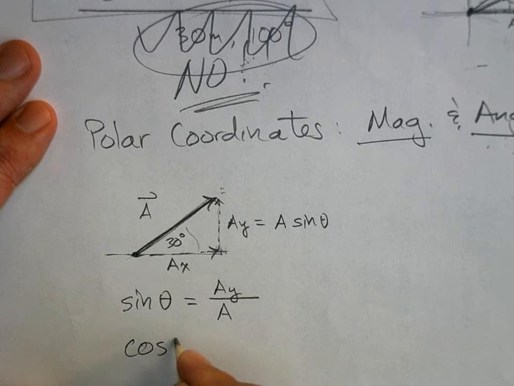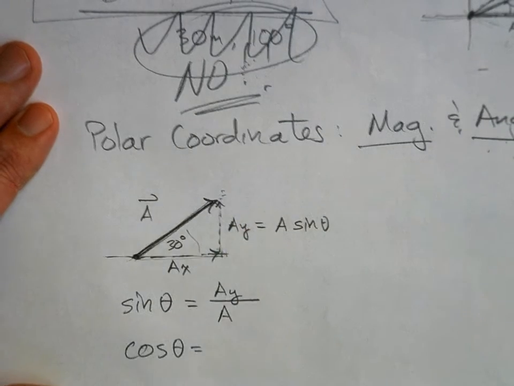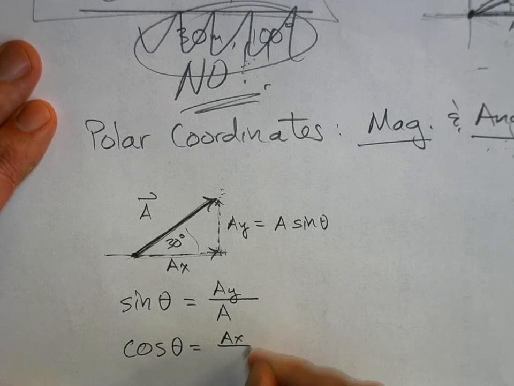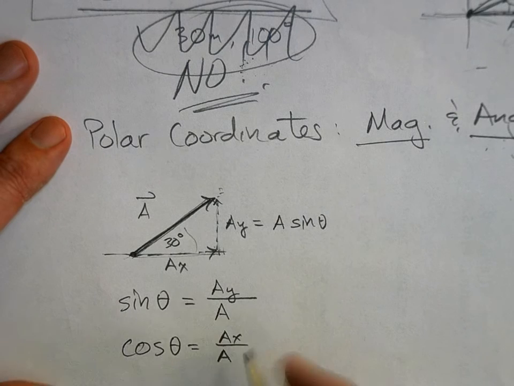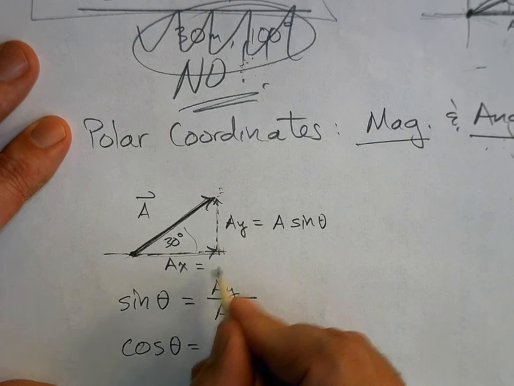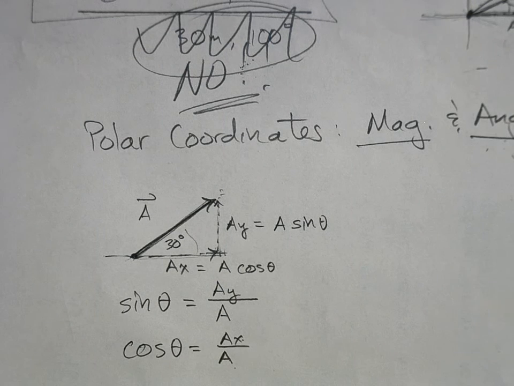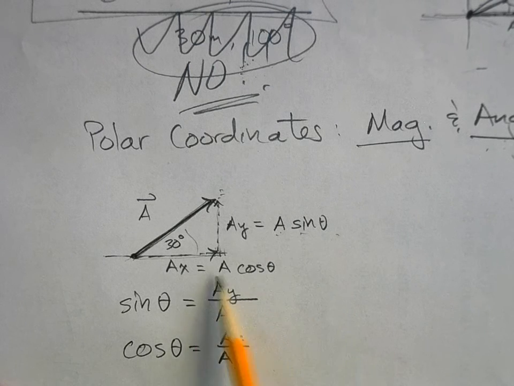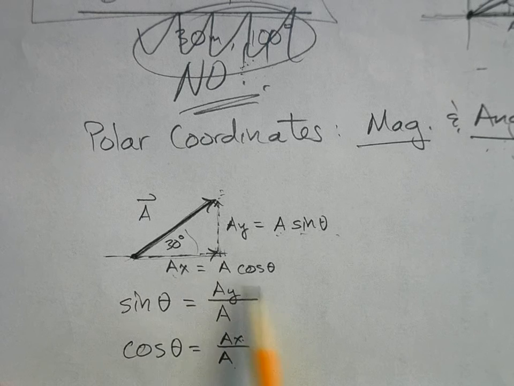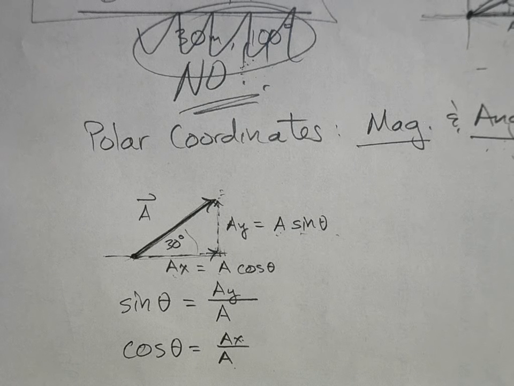Cosine theta, by definition, is the adjacent leg divided by the hypotenuse, which means that if I solve for A in the x, I get A cosine theta. So if I give you vector A in polar coordinates and I want to change to rectangular coordinates, the y component is A sine theta, and the x component is just A cosine theta. Easy. Okay.